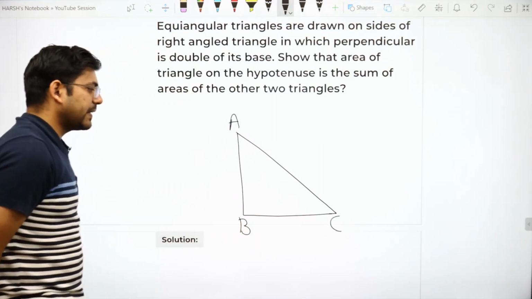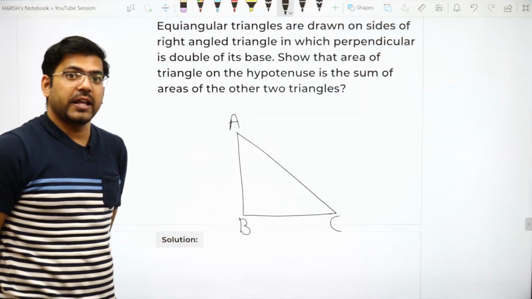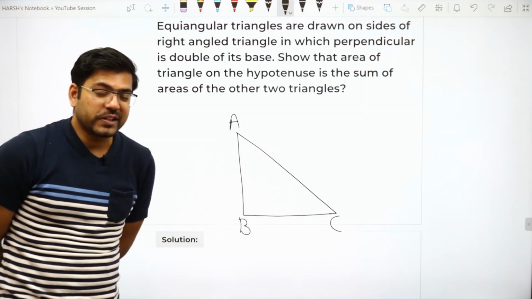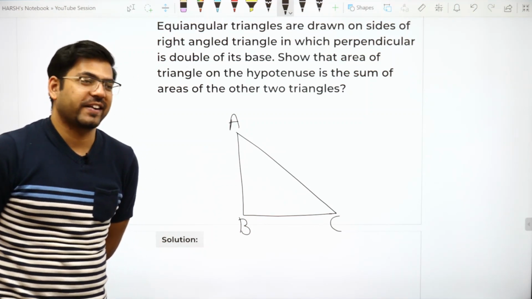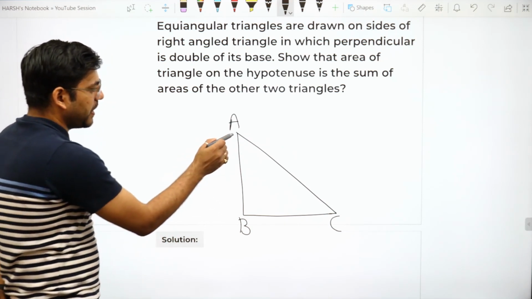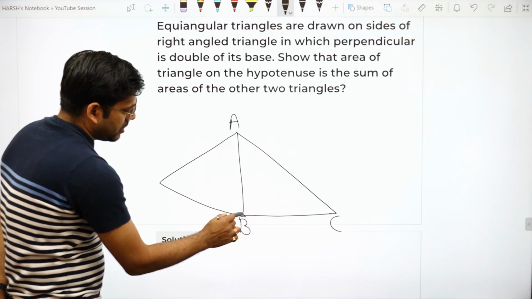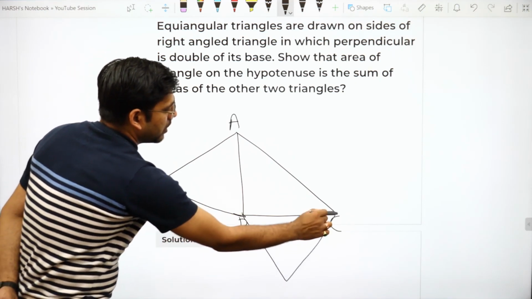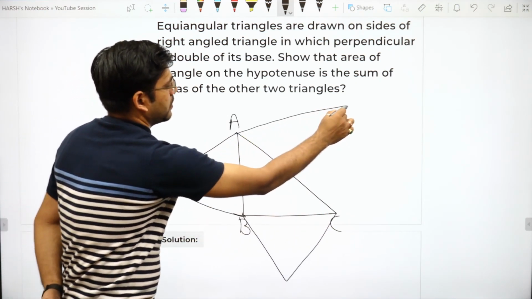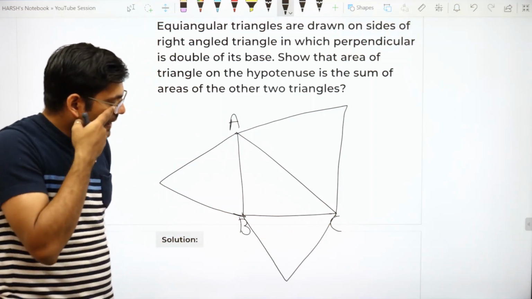Now it is said that equiangular triangles are made. Equiangular means all the angles are equal. This means nothing but an equilateral triangle. So if an equilateral triangle is made, draw an equilateral triangle here. Draw an equilateral triangle here and draw an equilateral triangle here. So these three triangles have been made.